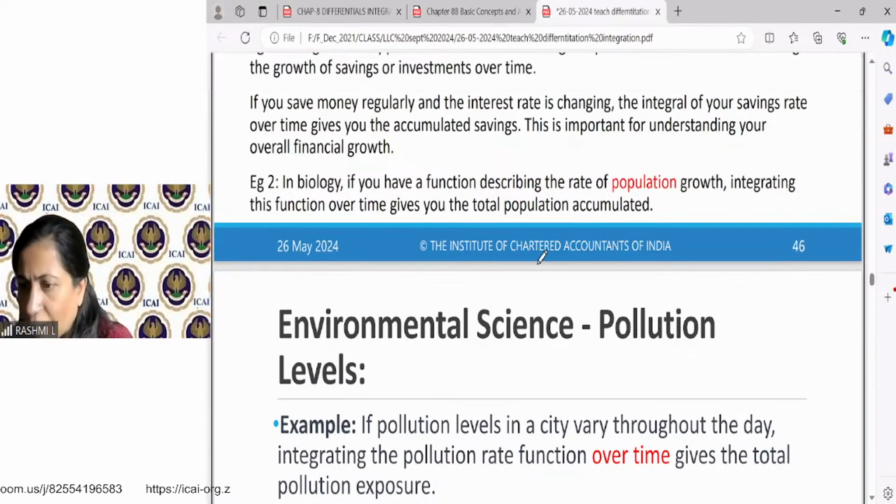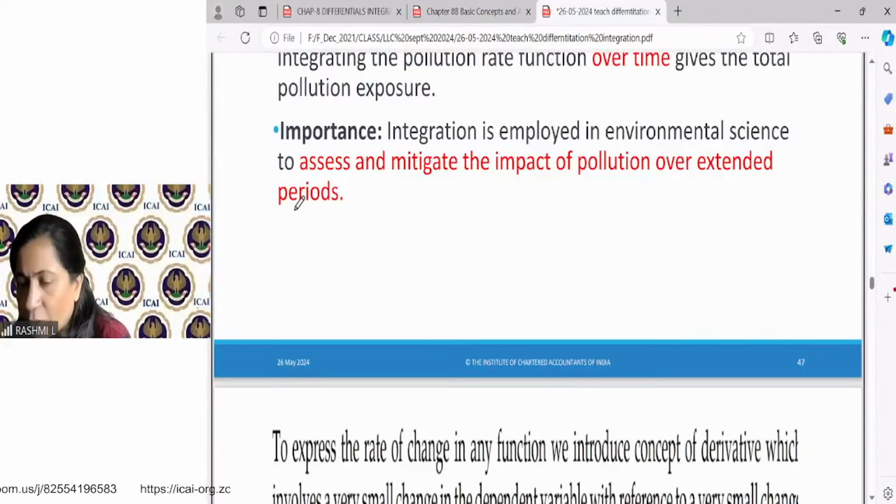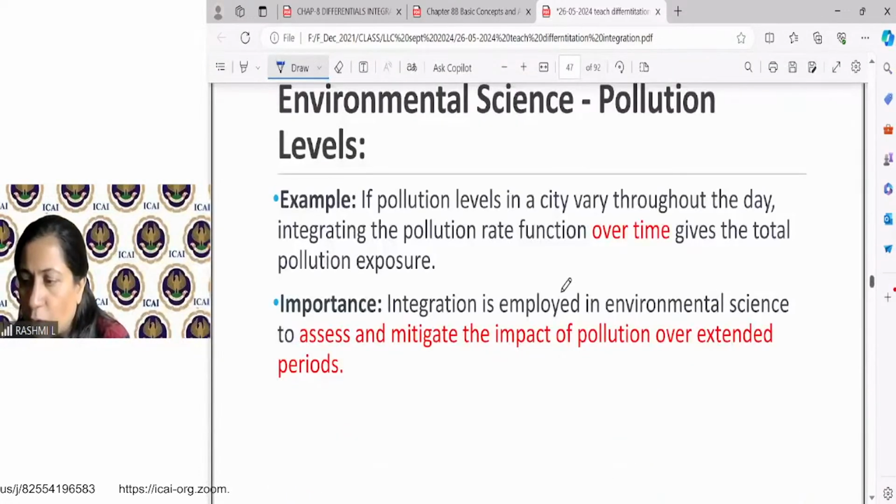Okay, so finding the pollution level. You know the pollution at different times of the day, and then you will extrapolate it to find the total pollution exposure. So there also you can use it.